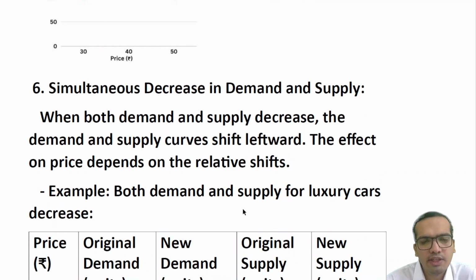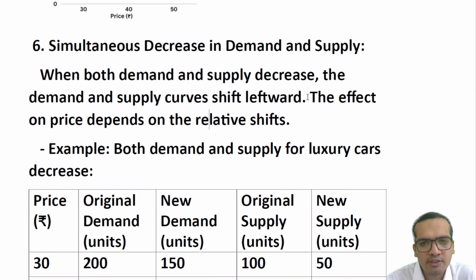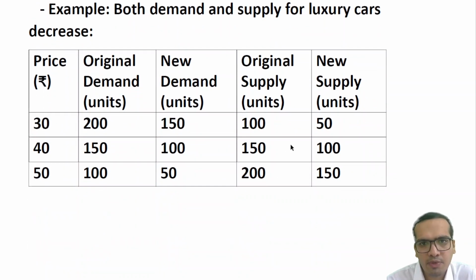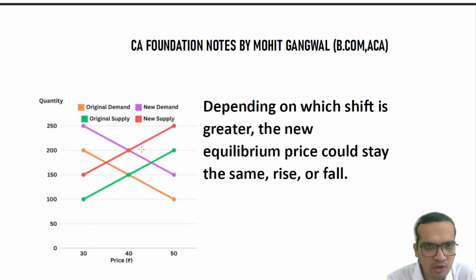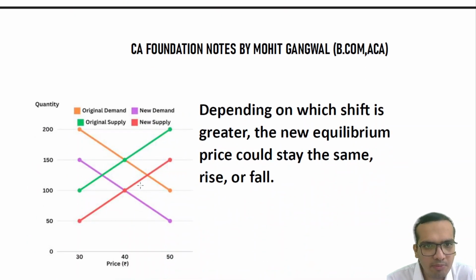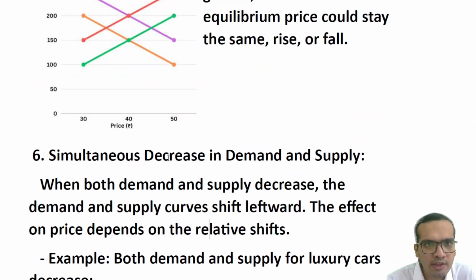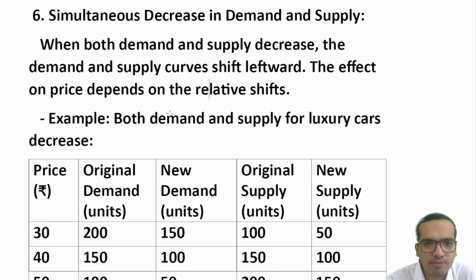And similarly, there is a sixth case where simultaneously there will be a decrease in demand and supply. When both demand and supply decrease, the demand and supply curves shift leftward. The effect on price depends on the relative shifts. So we have a similar example, but there will be a decrease in both quantities. So you may see that both look a little bit the same, but this is the new equilibrium point, while in the first case it was on the upper side.